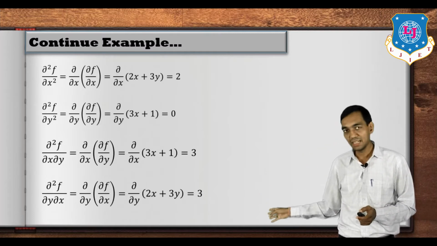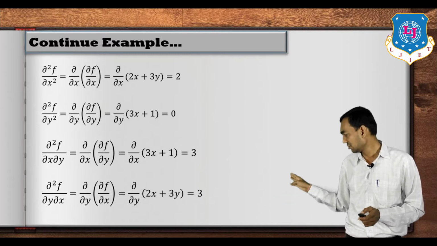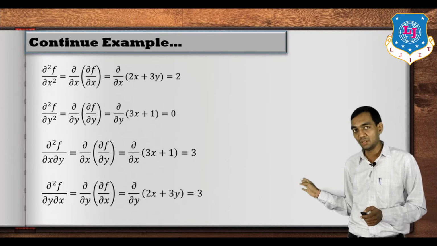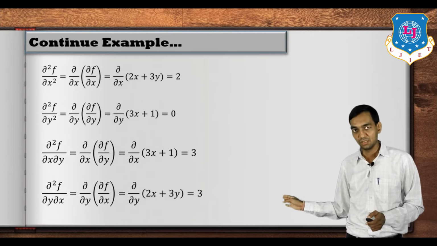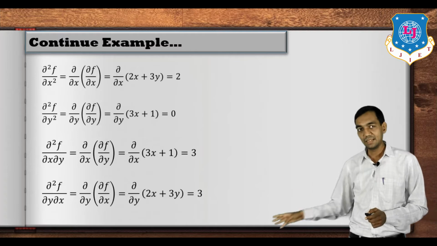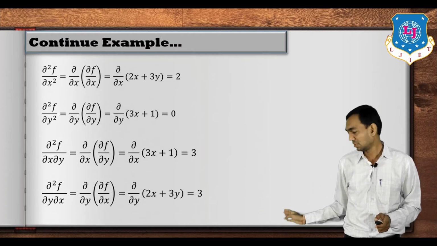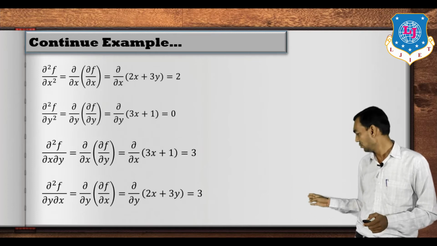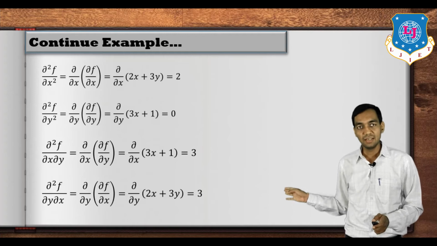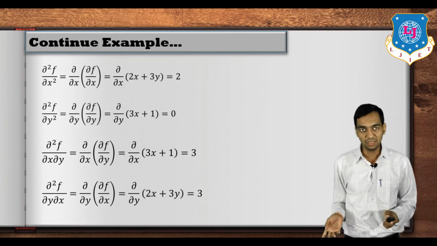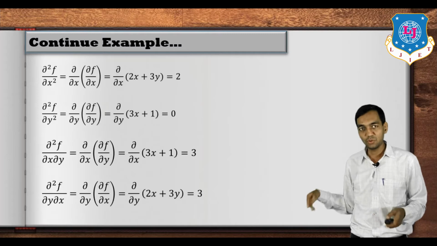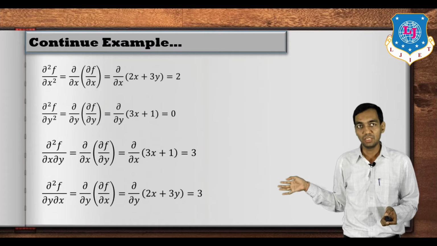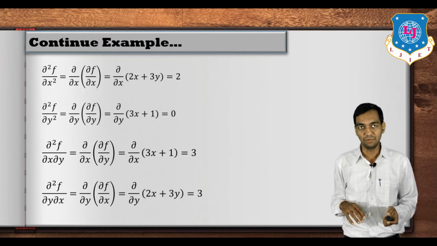In the same manner del square f by del x del y, that means del by del x of del f by del y. Now del f by del y has a value 3x plus 1 and you are differentiating it with respect to x, so it has a value 3. And in the same manner del square f by del y del x, that means del by del y of del f by del x. But del f by del x has a value 2x plus 3y, and that's why its derivative with respect to y will be 3. Now these are all constants, so if you put the values of x and y, they still have the same values, therefore they have the values 2, 0, 3 and 3.